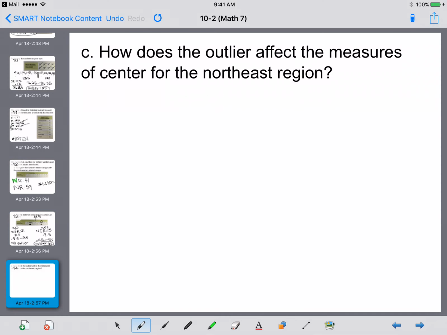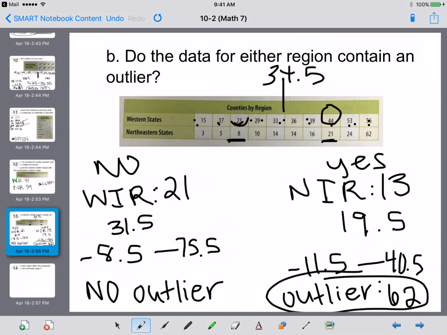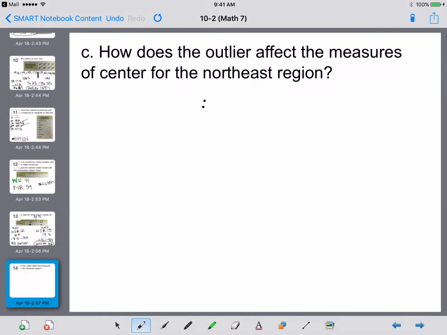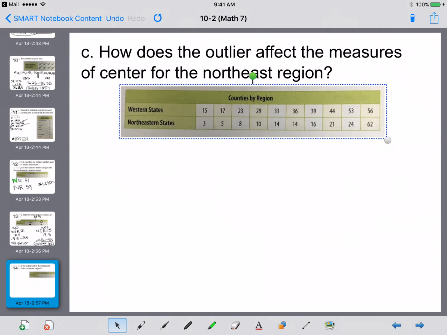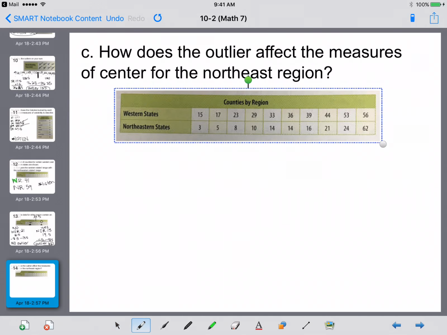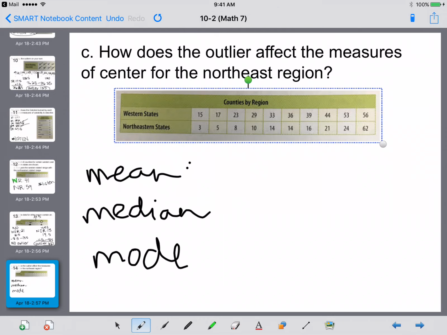And finally, it wants to know, how does the outlier affect the measures of center for the northeast region? So number one, we're going to paste our information back here. Now we only care about the northeast. Our measures of center are all of our M words. So mean, median, and mode. And what we're going to do is figure out our numbers without the outlier involved and with the outlier.